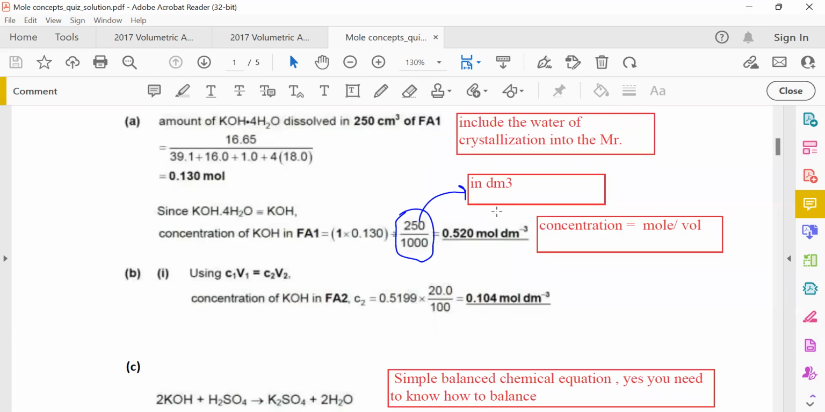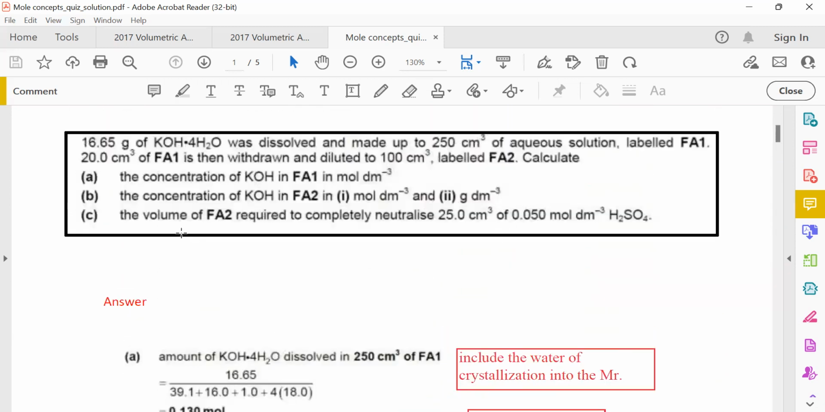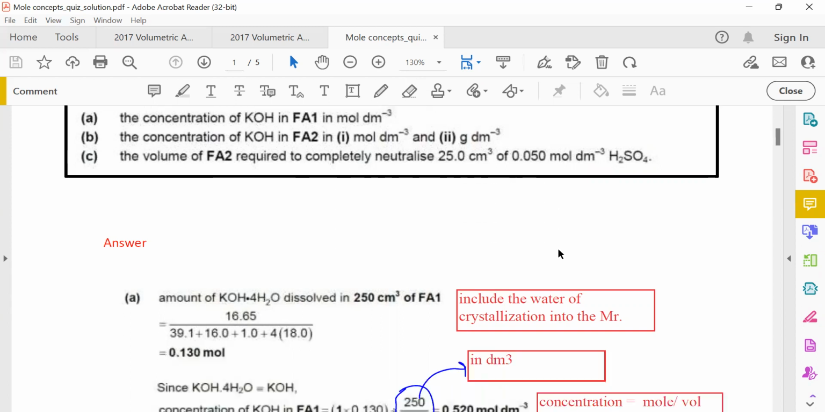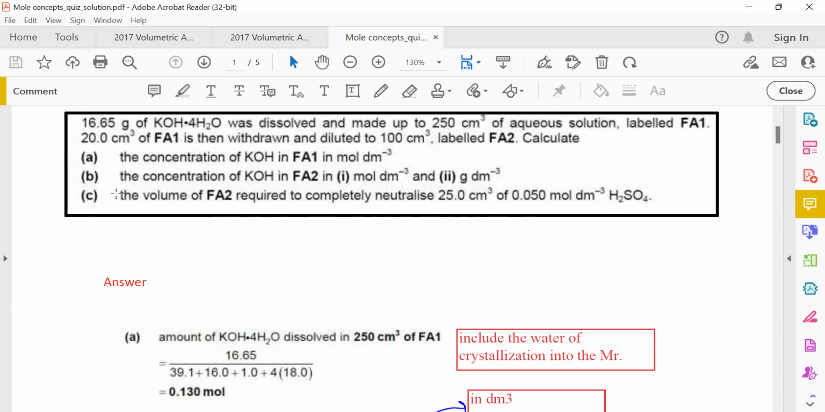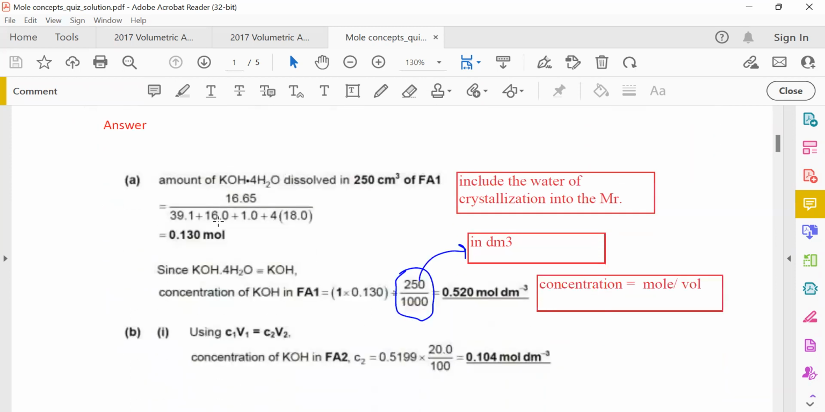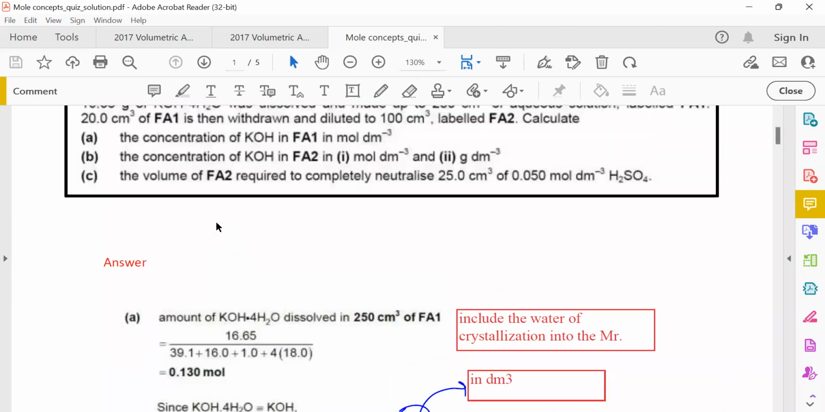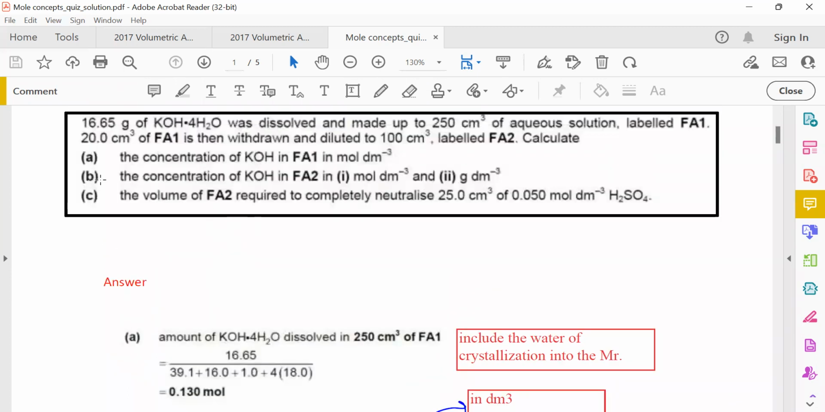Okay, that's B. Finally, C. You can see that now they want you to use the super diluted FA2 to do some calculations with H2SO4. So imagine if you are not able to get A and B right, obviously your C will be wrong. So that is quite a challenge. I believe in IB, sooner or later they'll do that. So that's why we need to make sure that the foundations we have are strong so that we are able to do A and B.